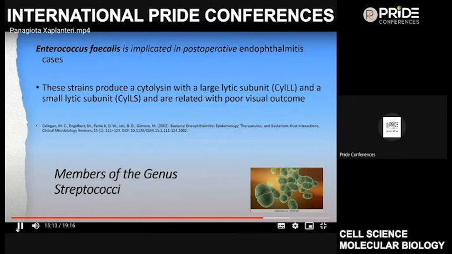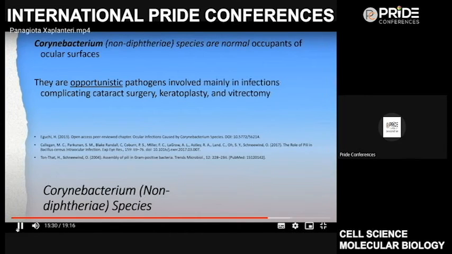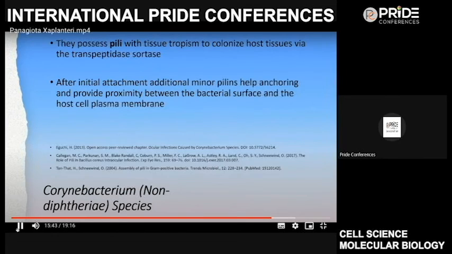Enterococcus faecalis is implicated in post-operative endophthalmitis cases. The strains produce a cytolysin, with a large red exudate and small white exudate. These are related with poor visual outcome. Corynebacterium species are normal occupants of ocular surfaces. They are opportunistic pathogens involved in infections. They possess pili with tissue tropism to colonize host tissue. After initial attachment, additional minor pili help in unveiling and provide proximity between the bacterial surface and the host cell plasma membrane.